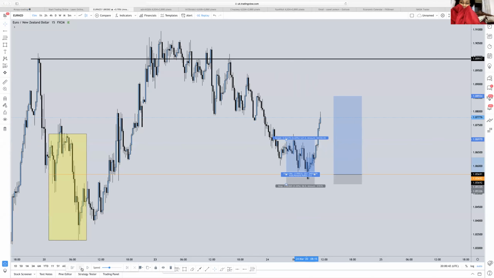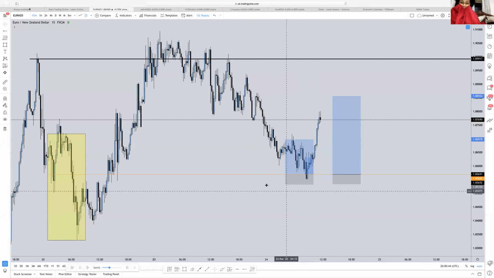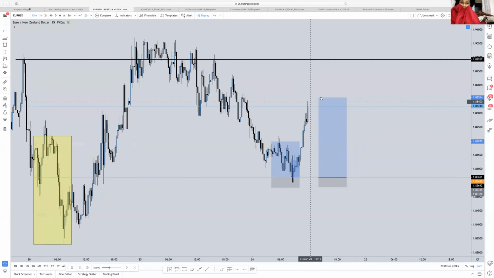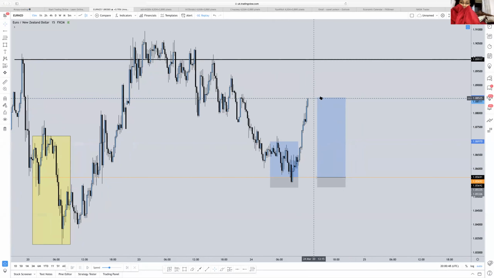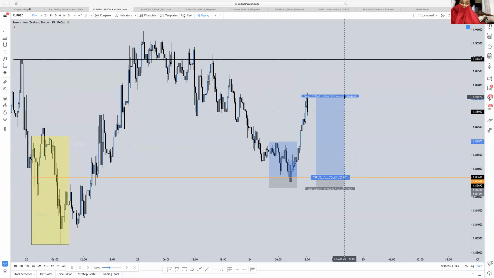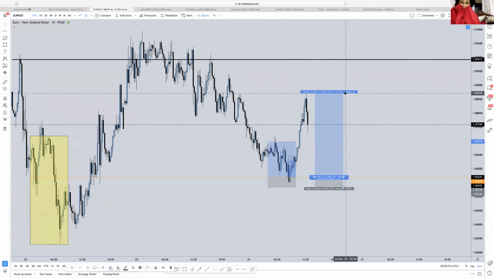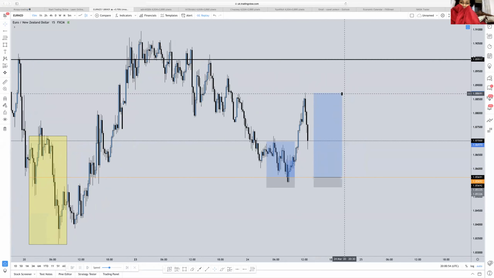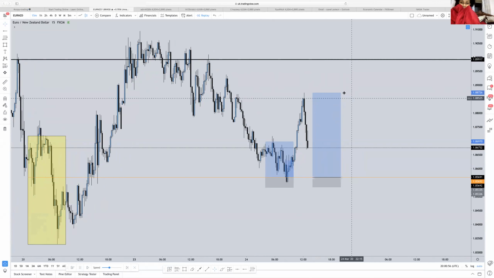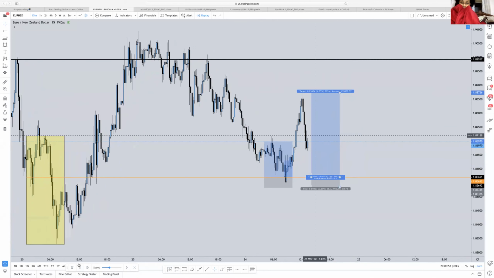Now we were able to grab 300 pips out of this trade. As we can see, if we take it up here, that's 300. If we want to be very accurate, it's 303. But you get my drift.